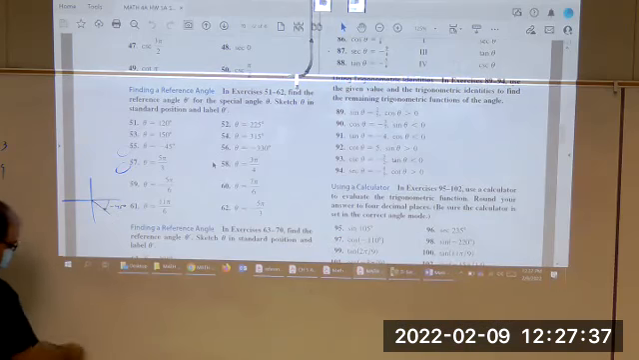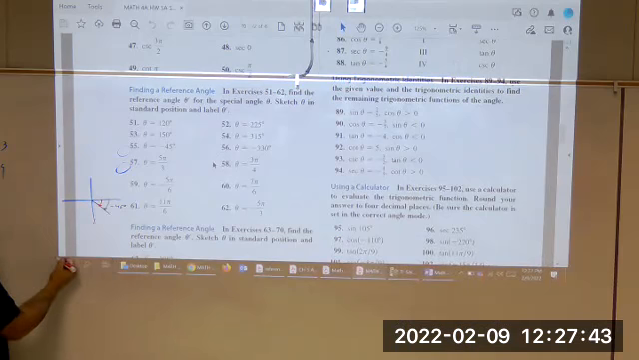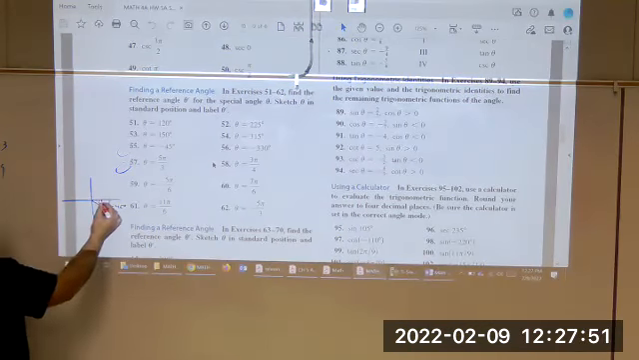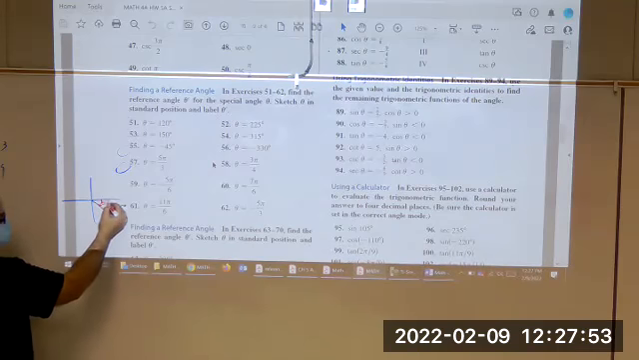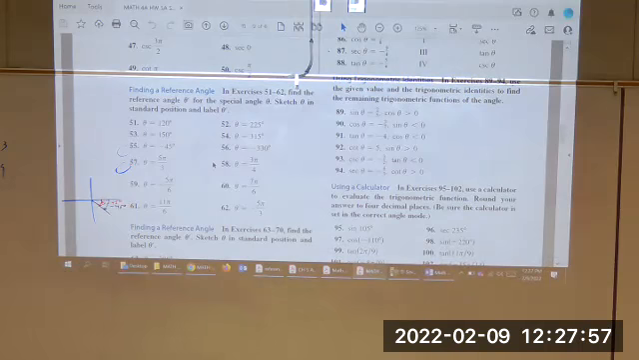Theta prime is the angle that it makes with the x-axis, the positive angle. So how much angle is in between the x-axis and the terminal side of the angle? Positive 45 degrees. Theta prime is 45 degrees. That's all.